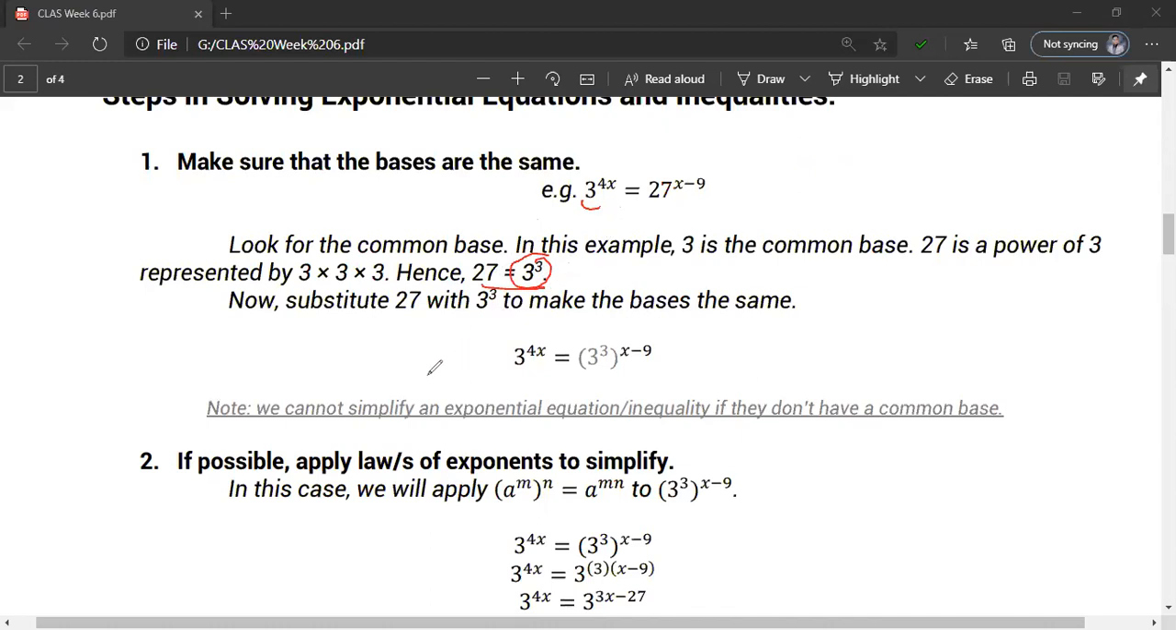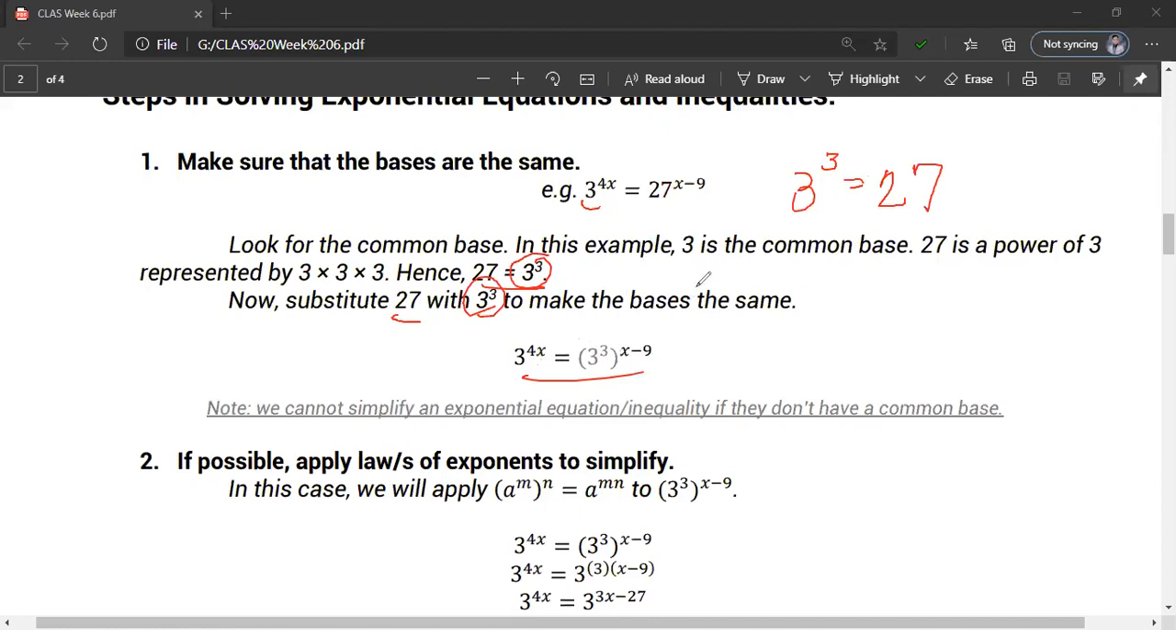Now, to have a common base, let's substitute 27 with 3 cube. Kasi di ba, 3 cube is equal to 27. Tama? So wala namang magbabago sa equation natin. Same pa rin naman yung value. So ngayon naging 3 raised to 4x equals 3 cube raised to x minus 9.